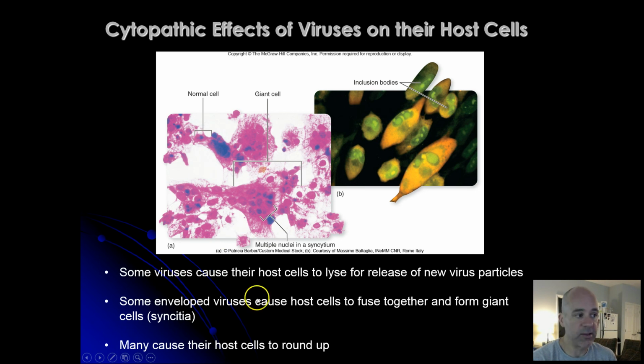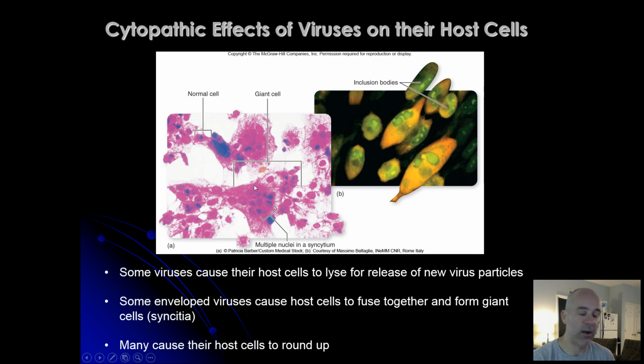For example, some viruses are going to cause their host cells to lyse, break apart. Some enveloped viruses actually do this weird thing where they cause their host cells to fuse together and form giant cells. Those are called syncytia when that occurs. So like in this diagram over here, there's a normal single cell, and over here you have this ginormous cell. In purple, all those purple spots are nuclei, and that's all one cell.